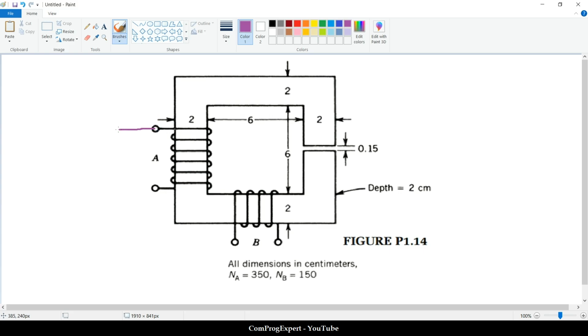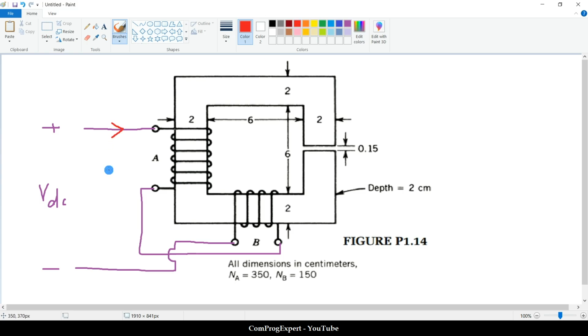We connect this to the positive side of the DC voltage, and connect this terminal to this one, and connect this terminal to the negative of VDC. So this is the direction of the current for the coil A, and this is the direction of the current for the coil B in this direction.